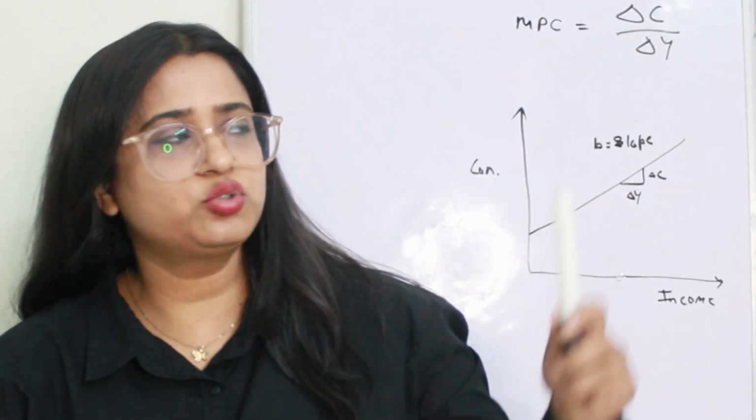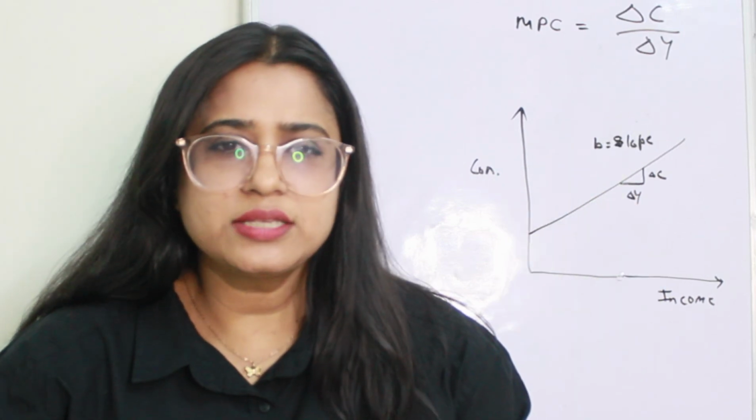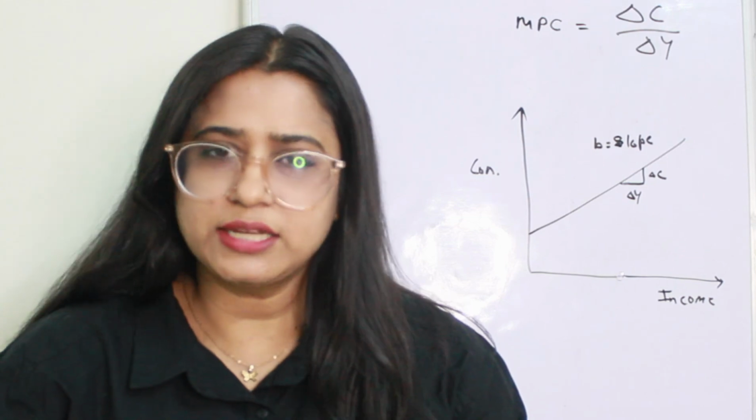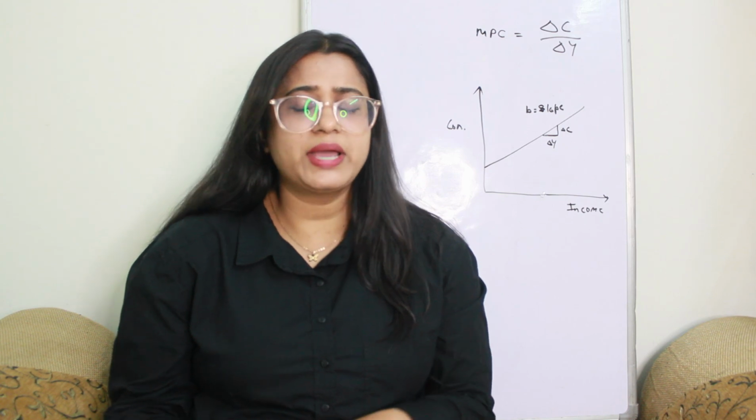But he was confused because he was referring to this formula, right? That is, MPC is delta C upon delta Y. So you just put the values, change in consumption upon change in income, and you get a negative MPC if consumption is increasing despite the decreasing income.